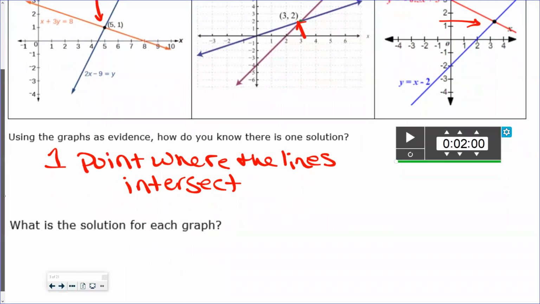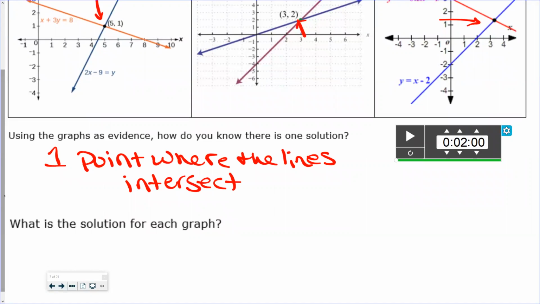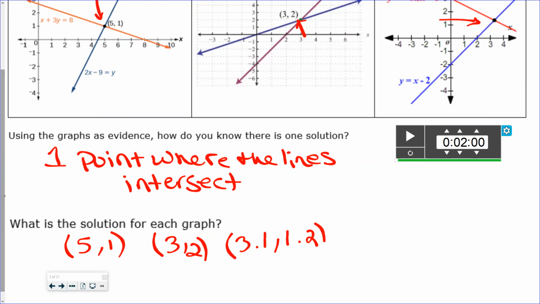On all 3 of these, our solutions would be each coordinate. Okay, a solution is a coordinate. So like the first one, it would be 5, 1. The second graph, it would be 3, 2. And then the third graph, we got to estimate it to be about 3.1, 1.2. All right. So 2 things you want to write down is what a solution is, one point where the lines intersect, and then make a sketch of one of these graphs and label what the solution is.